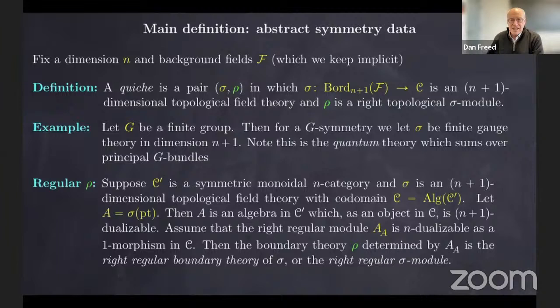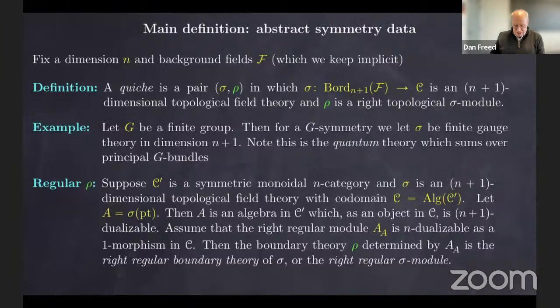If we have a fully extended theory, and if the codomain, which we have to choose to tell what kind of theory it is, is an n plus one category whose objects are algebras in an n category, then what's attached to a point is an algebra, a higher algebra inside this n category C prime. And then it makes sense to talk about the right regular module for this A. And given enough finiteness or dualizability, that by the cobordism hypothesis determines a rho.